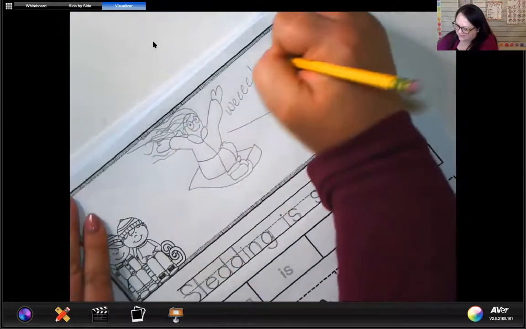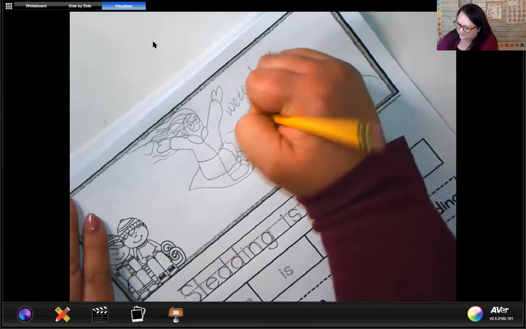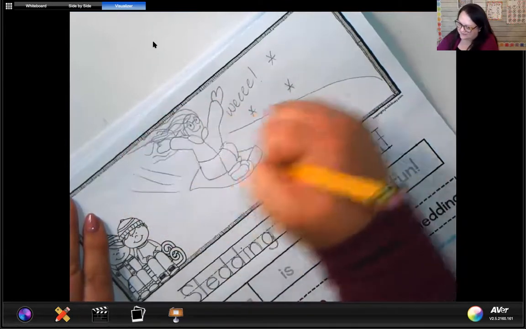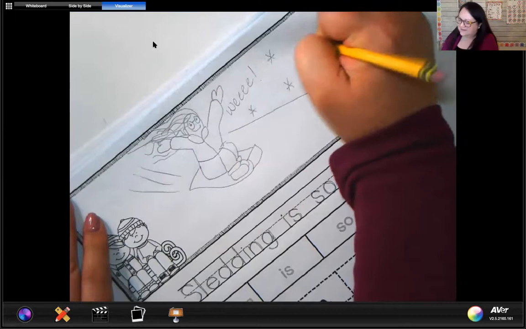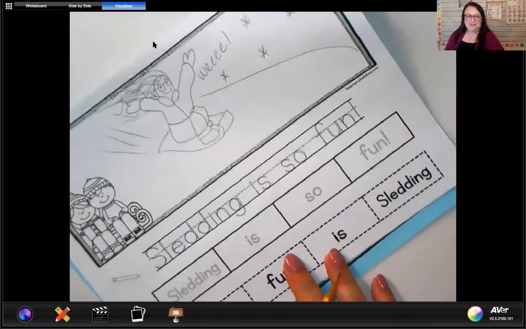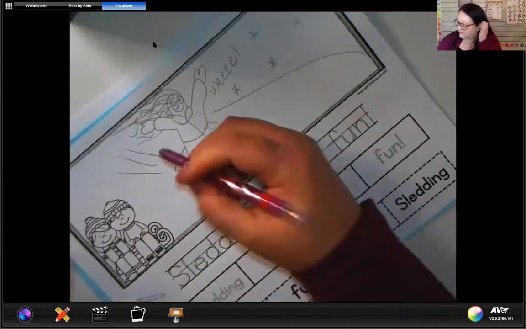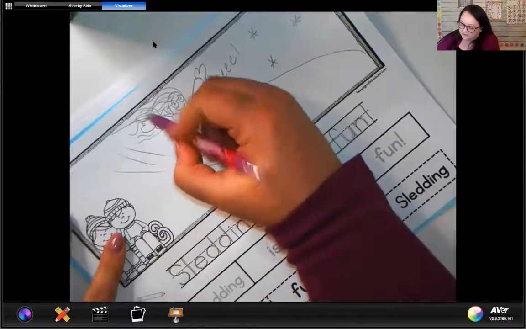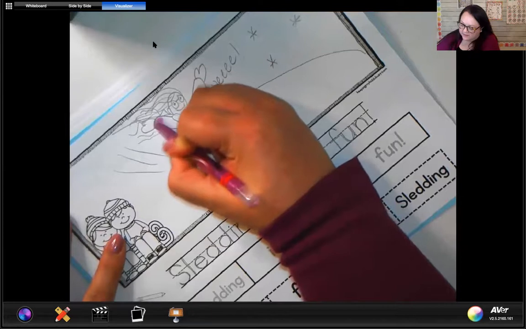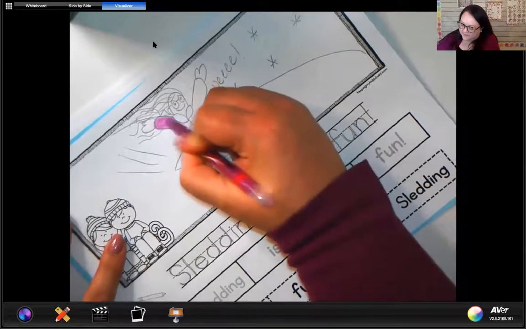Let's see, and then I'm going to make it snowy. And I'm going to make it like I'm moving and going so fast. Woo. Okay. So let me go ahead and color in my picture. You can make whatever kind of picture you want. You can make yourself on a sled. You can make yourself with your pet going down the hill on your sled. Kind of however you want to make it. Okay, so I think I'm going to use this color for this part.